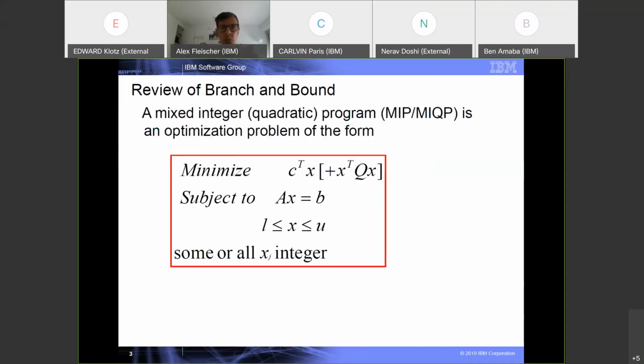So the problem we're going to solve, we're going to view our mixed integer program as a minimization of a linear or quadratic function, subject to linear constraints, bounds on the variables, and then integer restrictions on some or all of the variables. I've listed the constraints as equalities, but any mix of equalities and inequalities is acceptable.